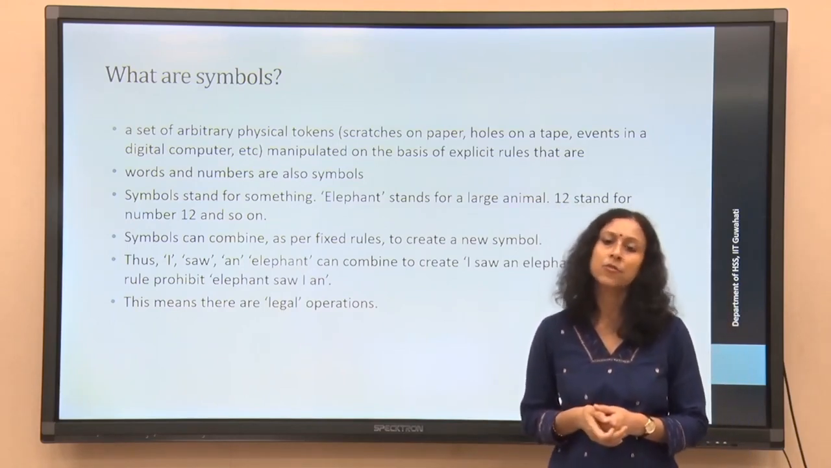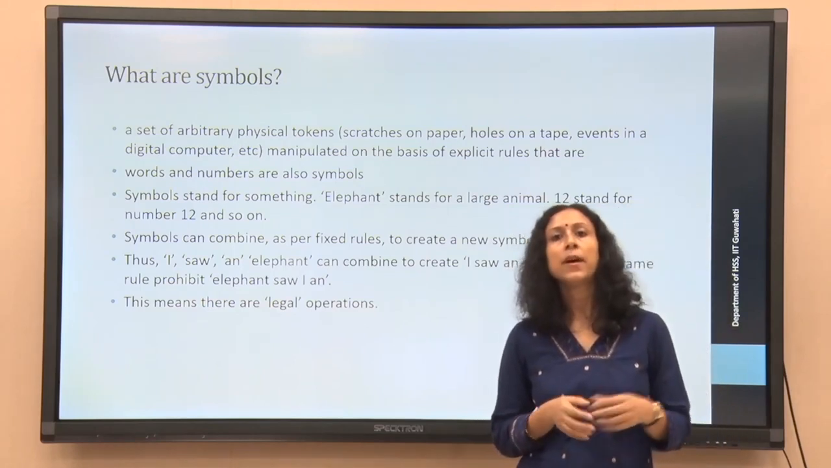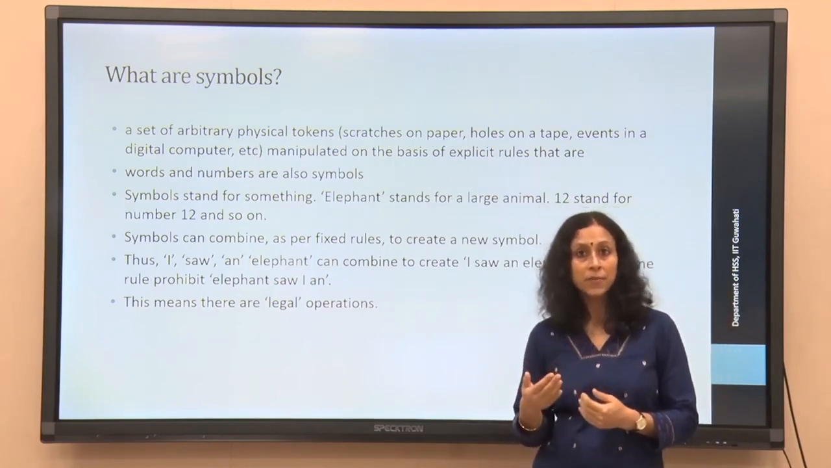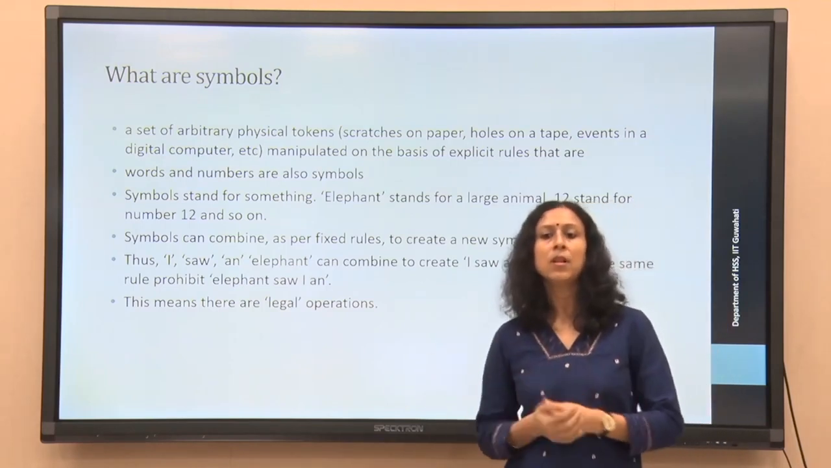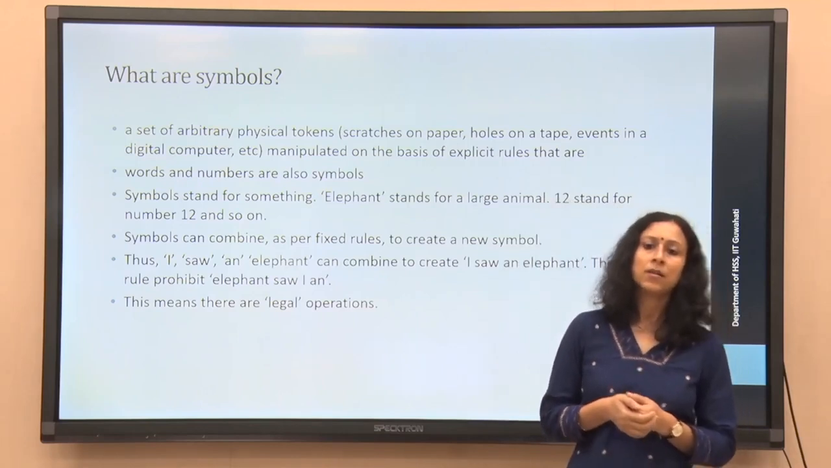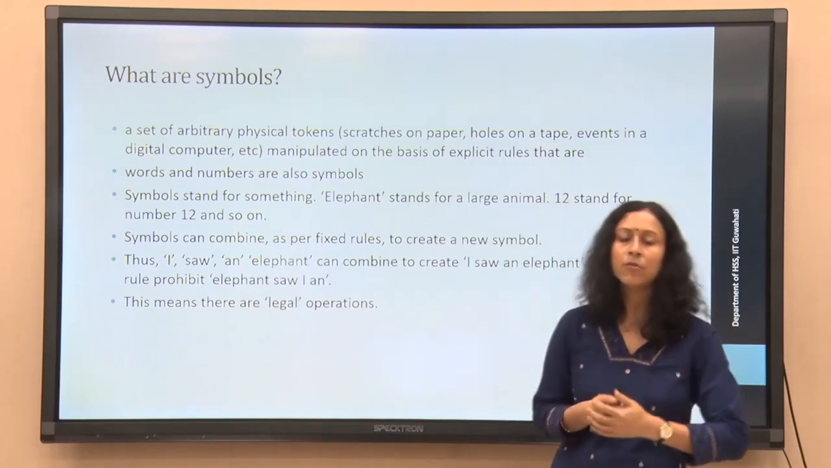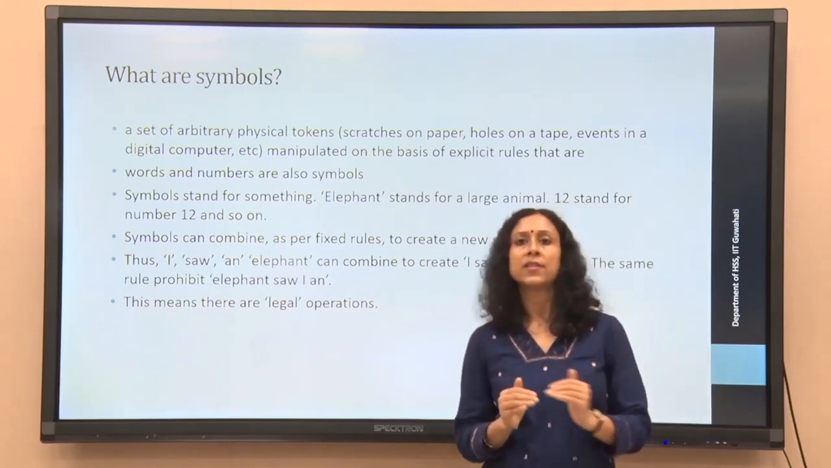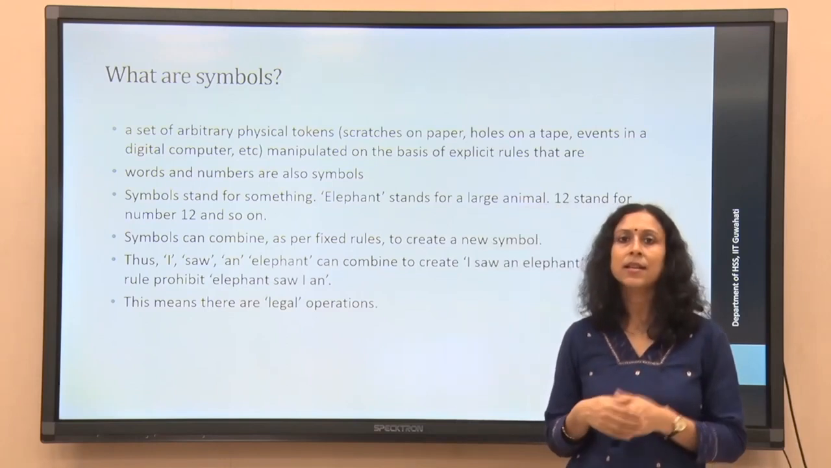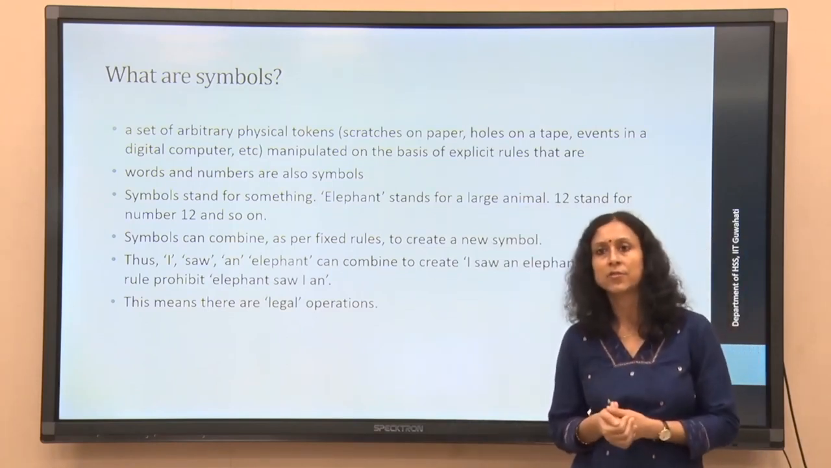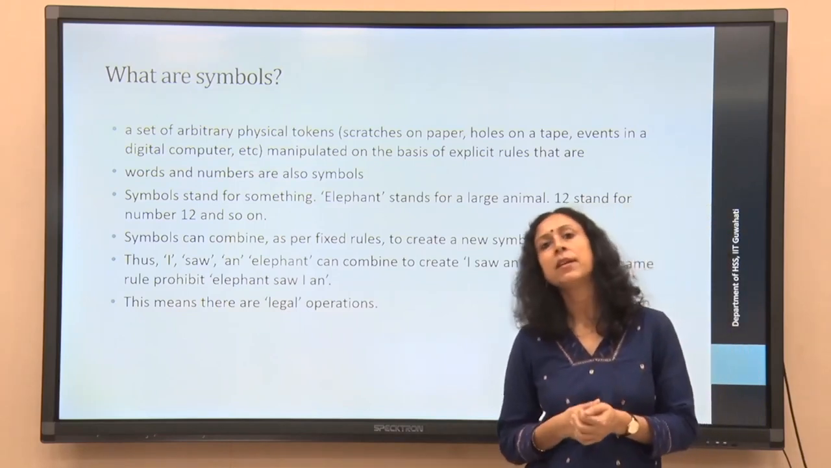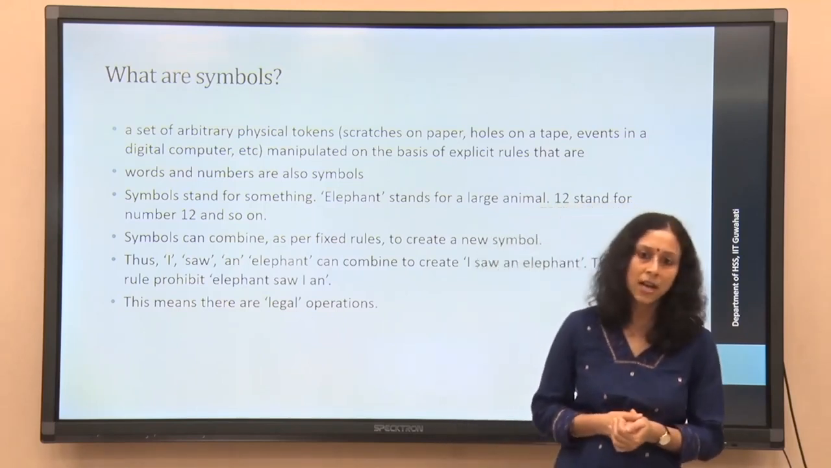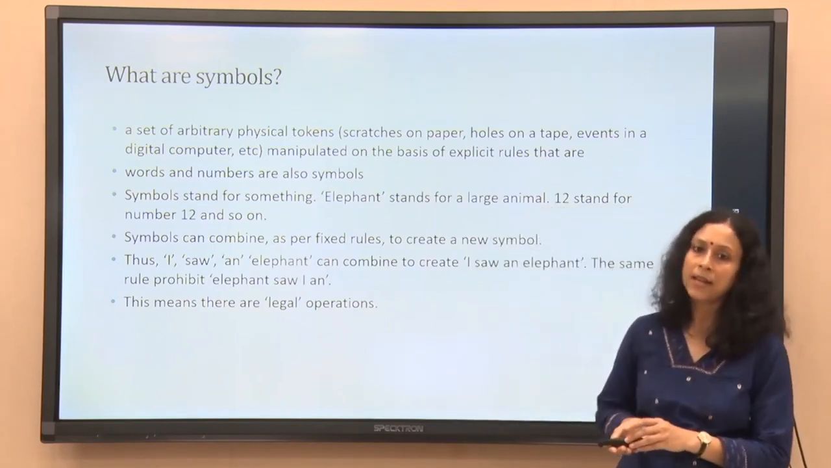Symbols can combine as per fixed rules to create a new symbol. If we combine various symbols, meaning various words like I, saw, an, elephant, in terms of some fixed rule, we create a new symbol: I saw an elephant. The same rule prohibits the creation of a symbol like elephant saw I an, which means that the rules are fixed. There are legal operations and illegal operations, that is, correct and incorrect operations. So, the rule governed phenomena of the symbol manipulating system gives us only I saw an elephant and not elephant saw I an. This is how the symbol manipulating system works in terms of language.